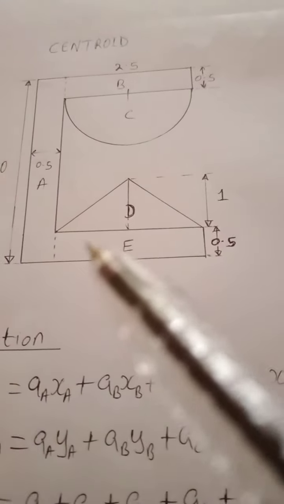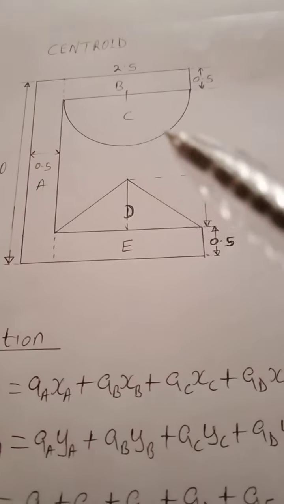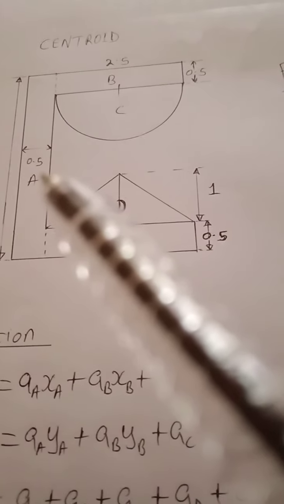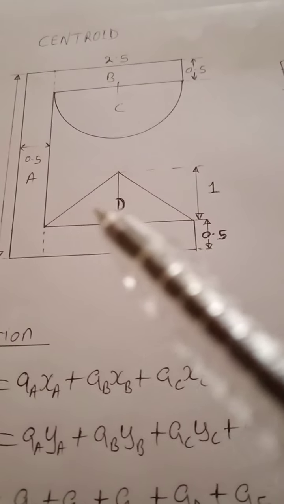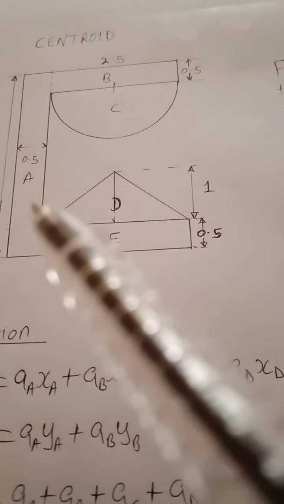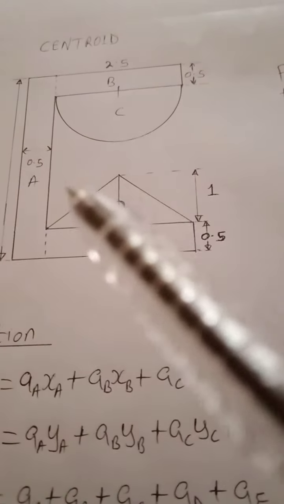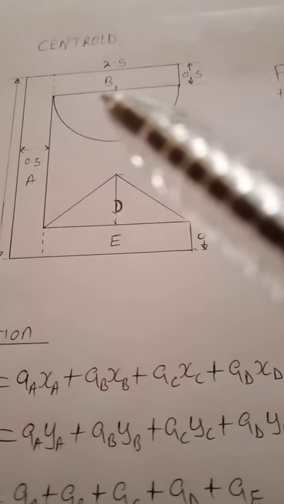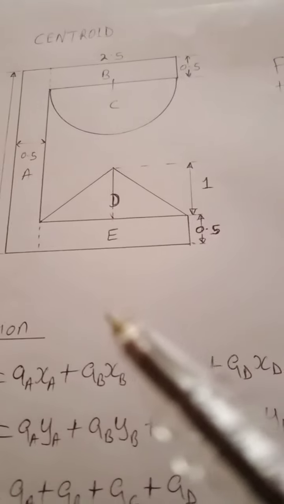So in order to determine the centroid of this entire shape, we have to find the center of each of these sections, the center of each of these shapes. At the same time, we are going to find the areas of all these shapes separately. Then we combine them together to obtain our centroid. So how do we go about it?